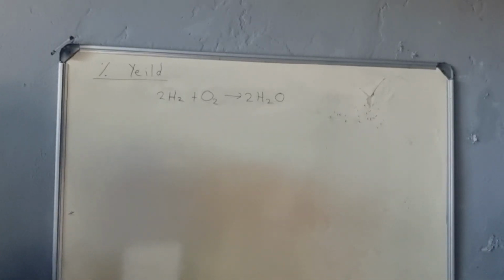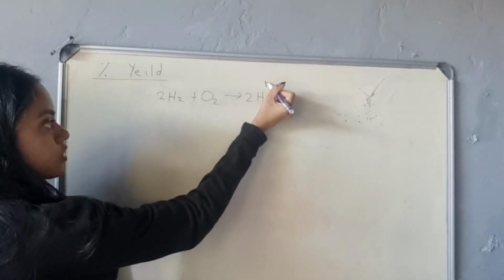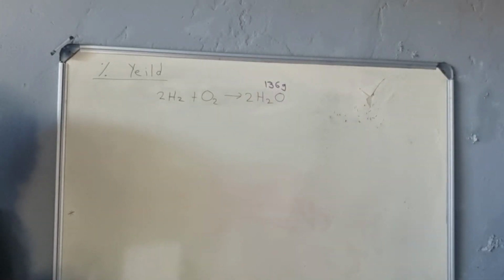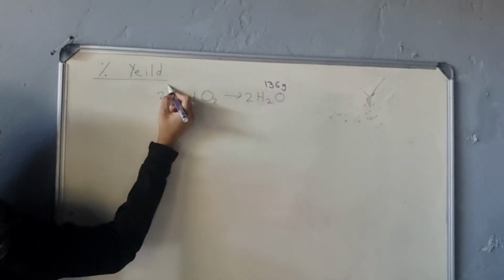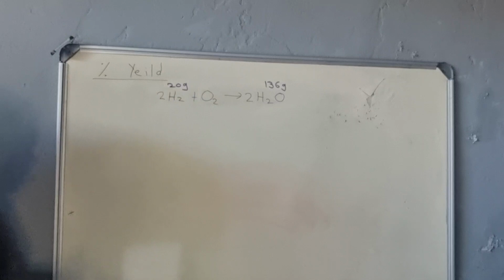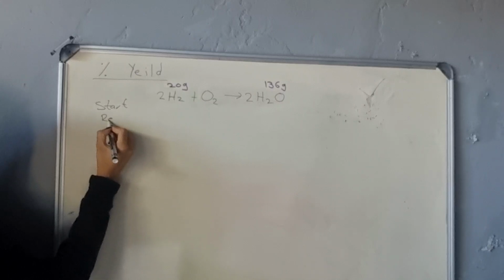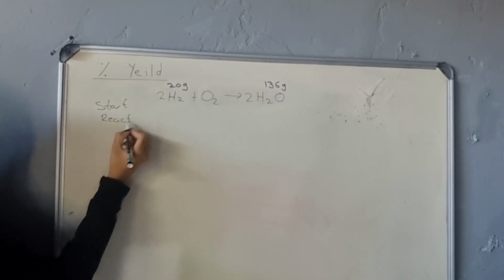Next, we're going to write down on top of each equation what they have given us. They said 136 grams of steam, so you write this on the top: 136 grams of steam and 20 grams of hydrogen. So that's 20 grams here. You have to start, react, and end.